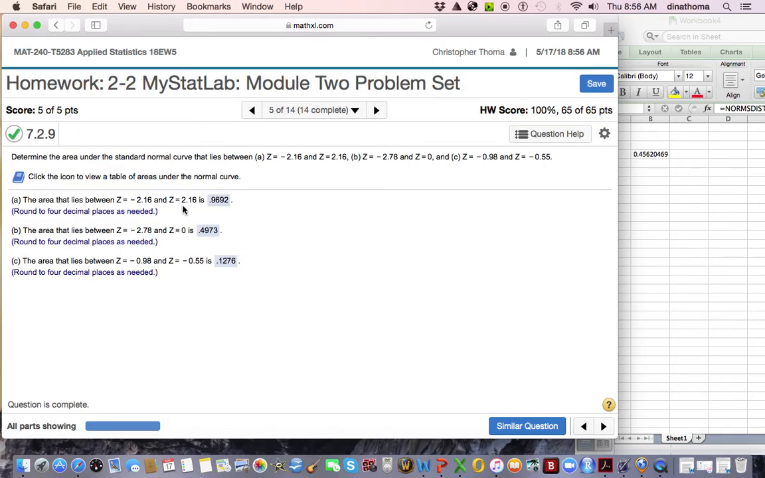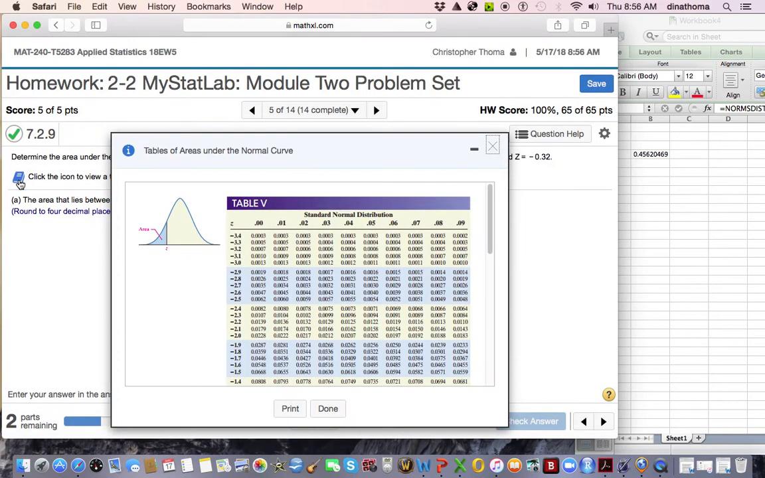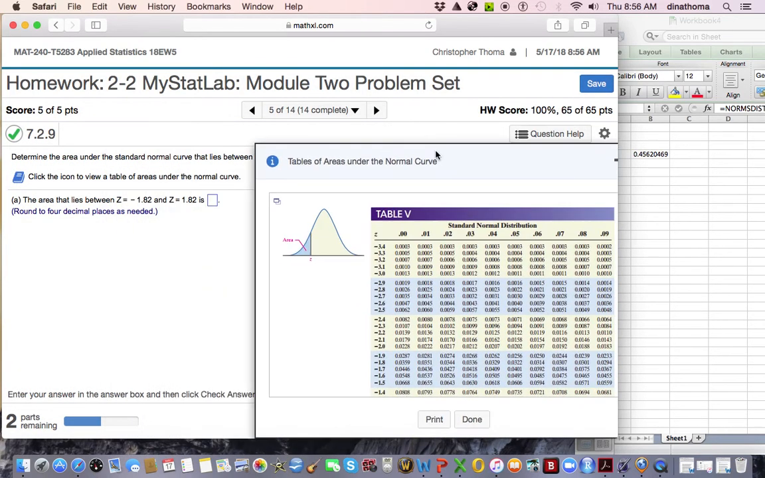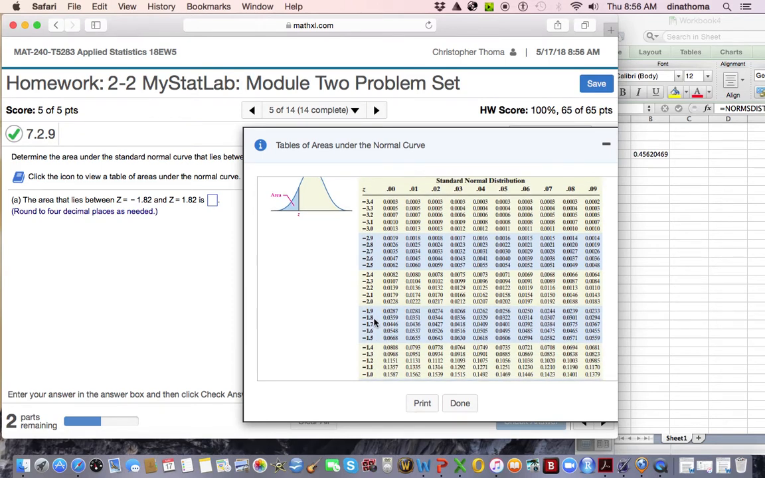All right. So here's one. It's a little different. This is where I prefer to use Excel because it does make it a little easier. What do I do? Oh, I click on similar questions so we can get rid of it. So there, the two numbers are the same. So I can go to the table and find negative 1.82. So negative 1.8 over, that's 0, 1, 2. So 0.0344. That is the area to the left.